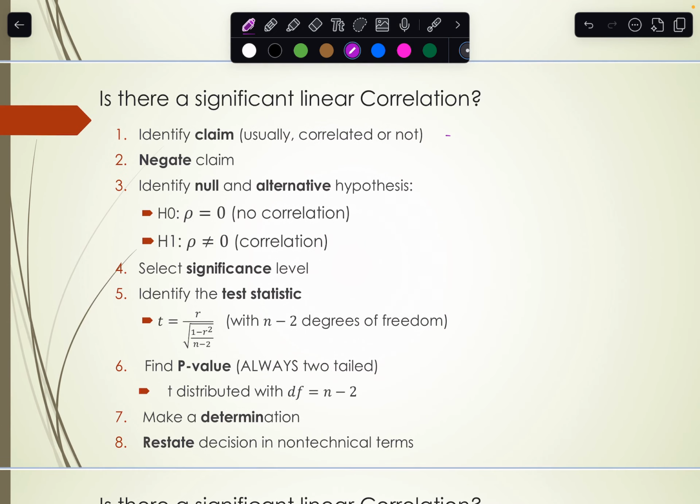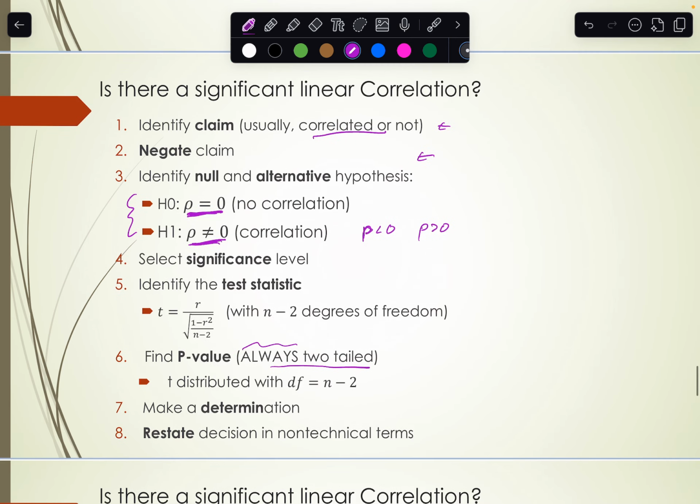It's exactly the same 8 steps as before. We identify the claim, which usually is: is it correlated or not? We negate the claim. Then we set up the null hypothesis. The null hypothesis and alternative are always set up this way: either there is no correlation or there is some correlation. This isn't always the case; you could have a hypothesis test that says there exists a negative or a positive correlation. Step 4 is the same: find your significance level.